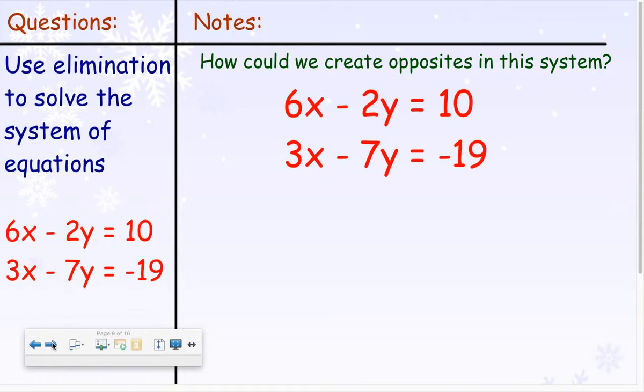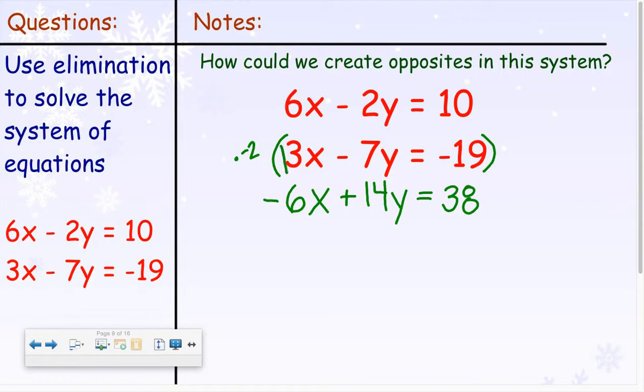So we're going to look at our x's first. Can 3 go evenly into 6? Yes, it can. So we're going to multiply that bottom equation by a number to create opposites. Well, the opposite of 6 is negative 6. So if I multiply 3 by negative 2, I'll get negative 6. So negative 2 times 3 is negative 6. Negative 2 times negative 7 is 14. Negative 2 times negative 19 is 38.